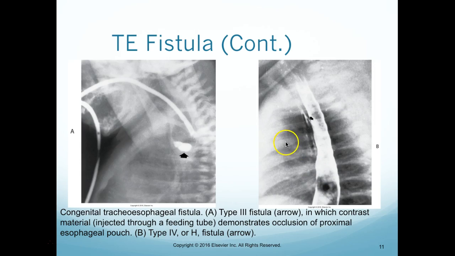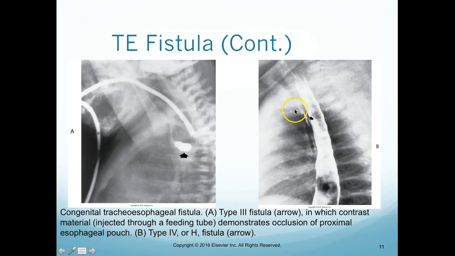So here is one of the first types of fistula we have. So you can just see that there's a blind pouch. This is a feeding tube coming in and they're injecting contrast because they can't advance the feeding tube. So you can see here that this is atresia. So right there, and we have to figure out what kind of fistula this is. Is it communicating with the lungs? Is there a distal portion that's still open?